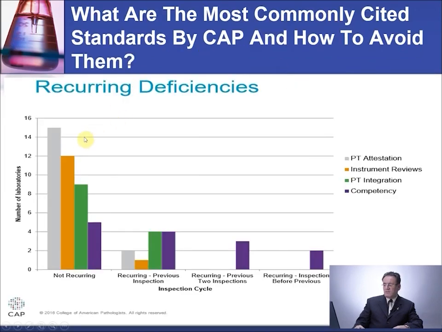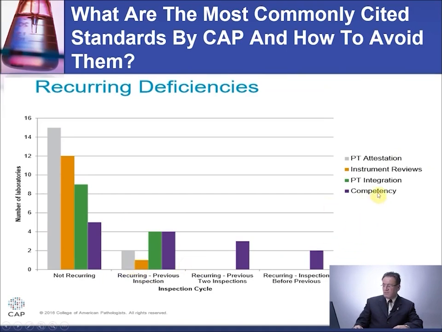Look at this graph by CAB here. This is the not reoccurring citation. This is the previous inspection. This is after 2 inspections, and this is the inspection before the previous, so before that. Look at the PT attestation sign page. It was cited initially, and it was cited again, then it was gone.